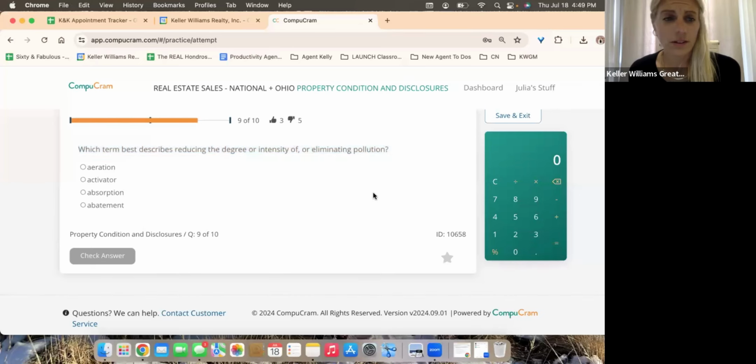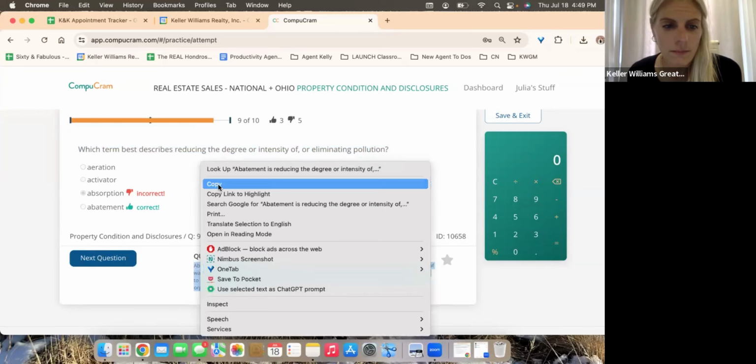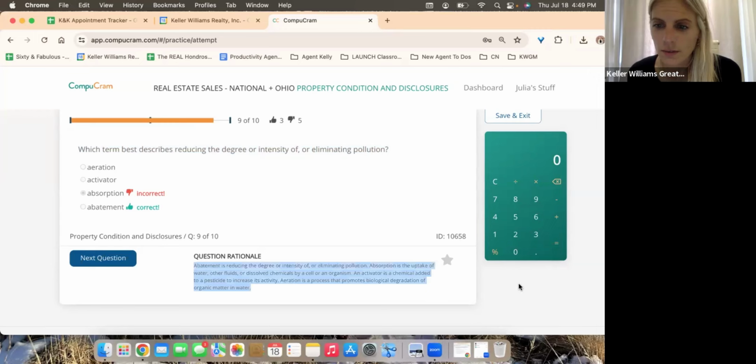No, these are kind of hard and random. All right. That was hard. I did not know this one. So abatement is reducing the degree or intensity of or eliminating pollution. Interesting. I did not know that. That was a tough one. Yeah, these questions are hard.